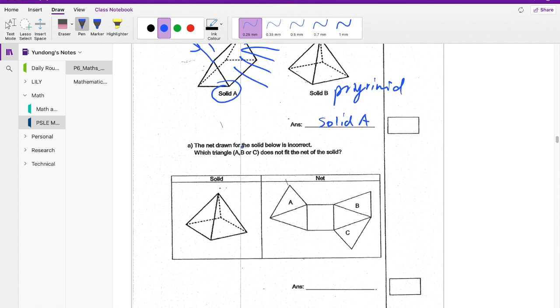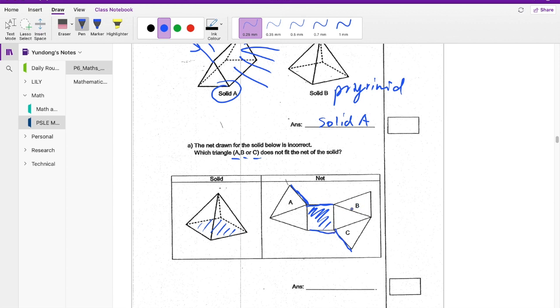Okay, then this one, the nature of the solid below is incorrect. Which triangle A, B, or C does not fit the net of the solid? So this one actually wants to break this solid into this net, right? It's very clear that the bottom here is a square, which is this one, right? So here we can see that A is correct because this side can overlap with this one, right? The same for C here.